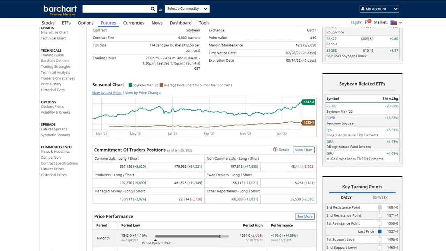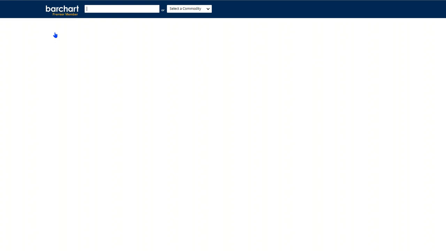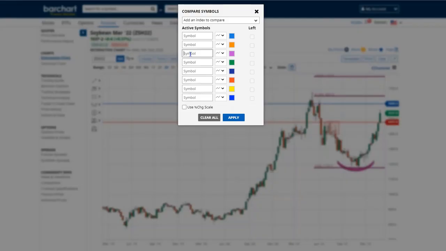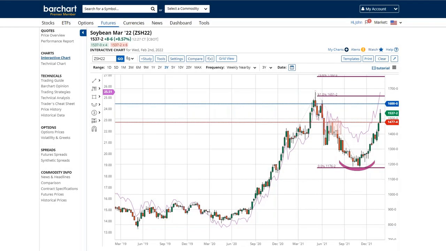I go to my relatable ETFs, there is one that's called Soy B. So let me go back to my chart. I'm going to go to the compare, and I'm going to type in Soy B. And notice that the Soy B follows almost identical to the soybeans market. So here is an ETF that will give you the exposure to the soybean market without trading the soybeans futures contract.